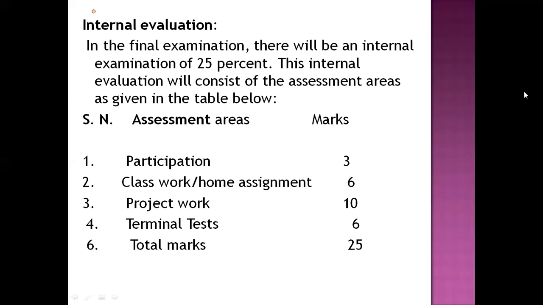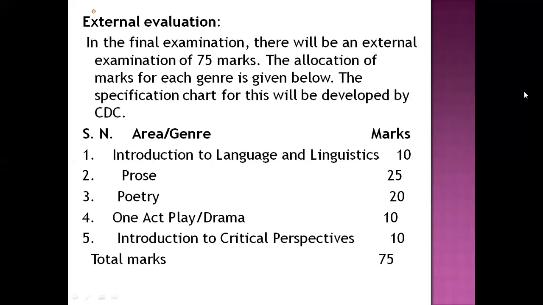Participation carries 3 marks. Then class work and home assignment carries 6 marks. And project work, where students will be assigned some tasks to be done, carries 10 marks. And the terminal test, that is conducted in the school, carries 6 marks. So overall there are 25 marks in the internal evaluation. Then external evaluation will be in the final examination.